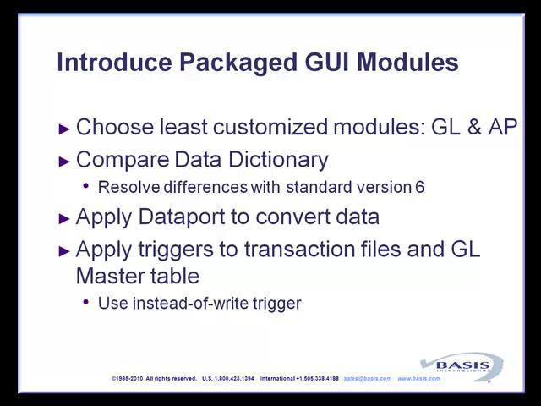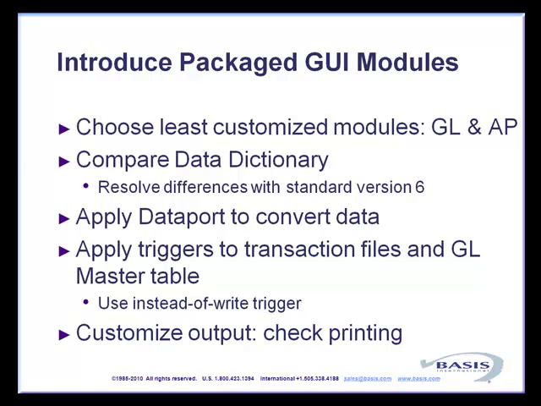We then decided to take the approach of applying triggers to the transaction files and the General Ledger master table. We used the instead of write trigger. What this allowed us to do was to maintain the older character-based code without any code changes whatsoever, but the old character-based code would now integrate into the new GUI versions. And the final point would be to do some customized changes to some output. Most specific amongst that in our accounts payable module was to accommodate our check printing format.